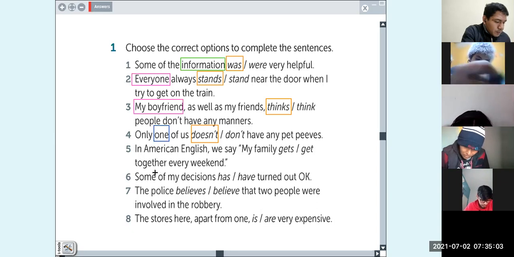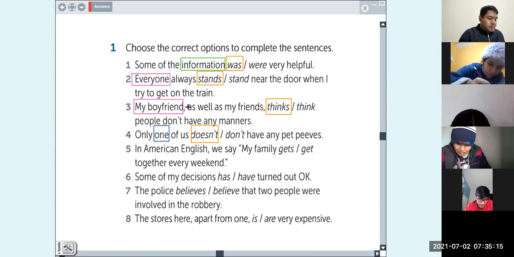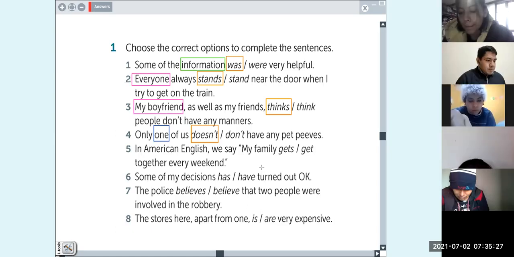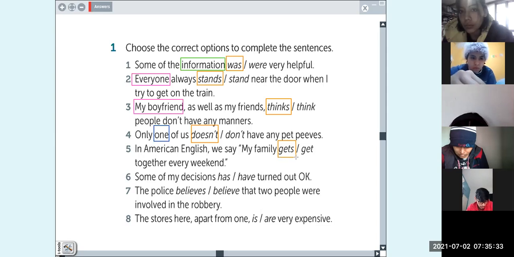Number 5. In American English, we say my family get together every weekend. Which one? Gets. Why? Because it's a collective noun. We can say one family, two families, three families. It's a collective noun. Very good. This is a collective noun. My family. Collective, yes.